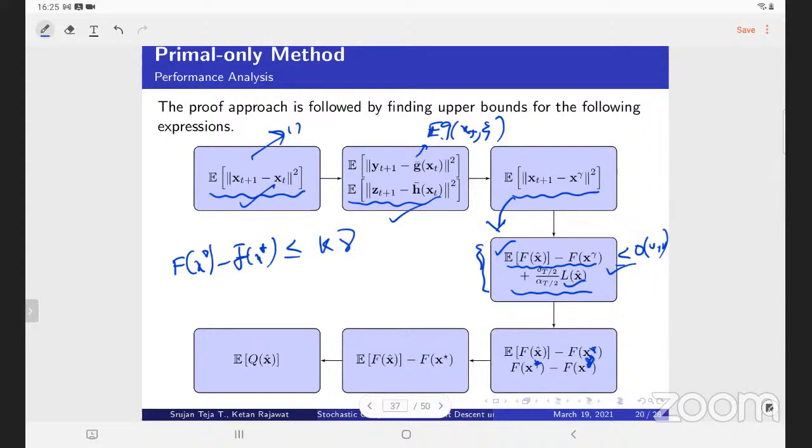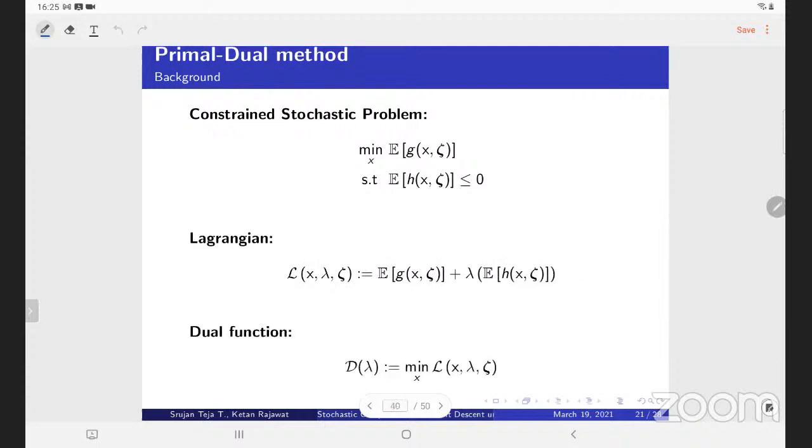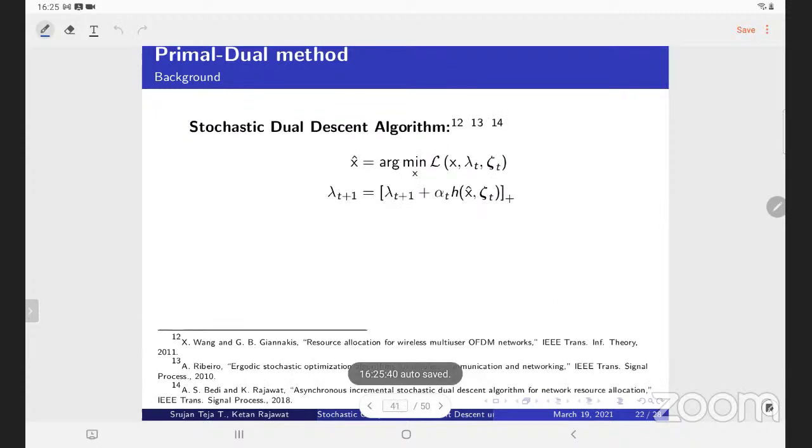Just 2-3 minutes. Yeah, so from this we can find the upper bound for this objective error and constraint violation. This is the proof. And now if you go for the primal dual method, when we consider a constrained optimization problem like this, then this is the standard Lagrangian function, and this is the dual function, which is standard. And this is a stochastic dual descent algorithm, in which case you have to solve a Lagrangian function at each time instant for a sample realization, and then update the dual variable in the ascent direction of the dual function. But this is difficult because at every time instant we have to solve a problem.